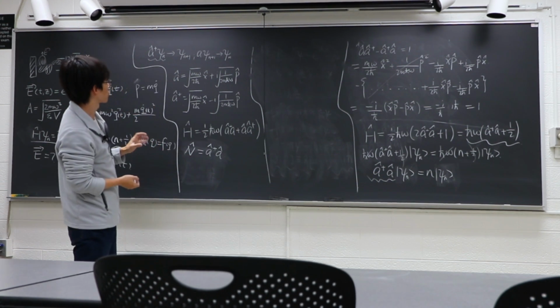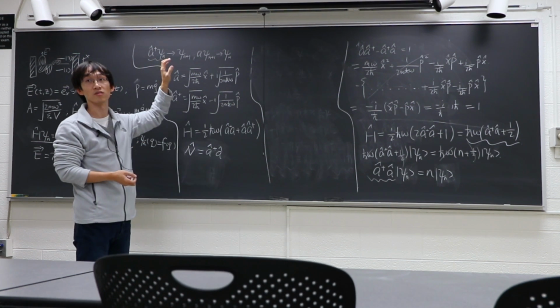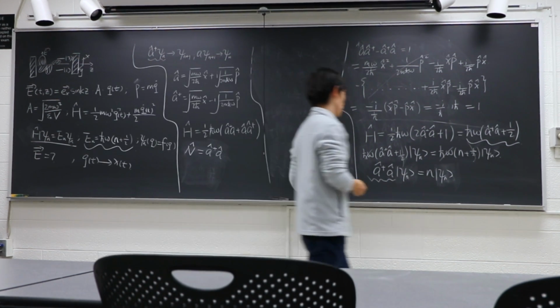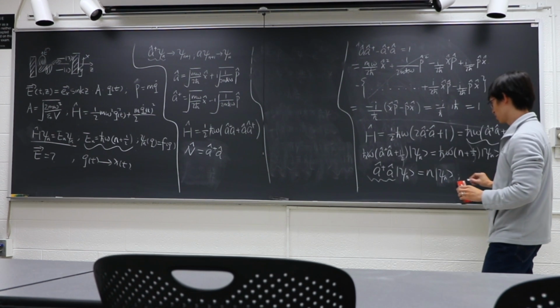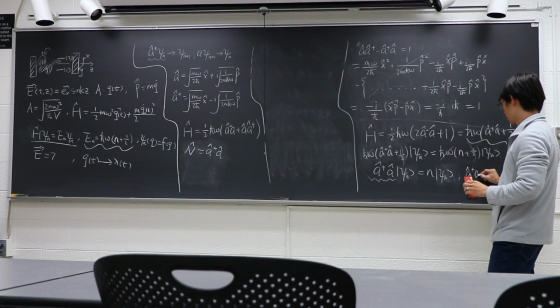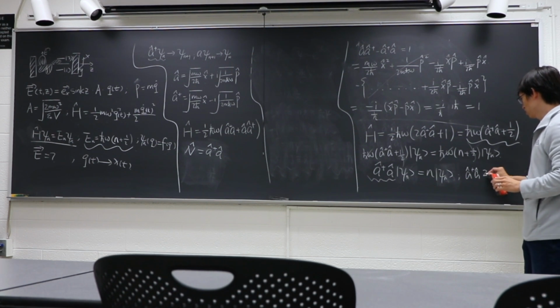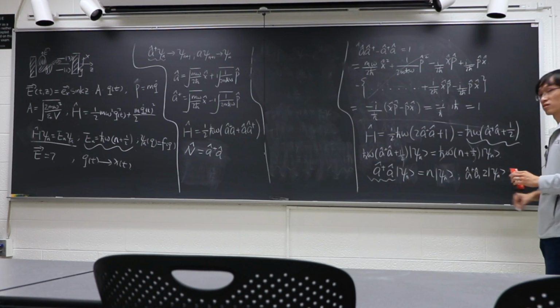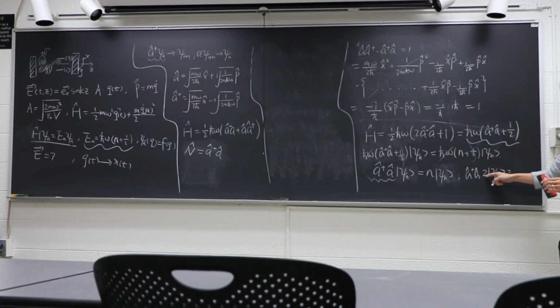And some of you might be afraid of, what about the normalization factor? The fact is, you don't have to worry about this, because if you are doing A dagger A, let's say on 2 phi n, you can move the 2 in the front, then you get n times 2 phi n. So any state, even if it's not normalized, you can still get the number of photons.